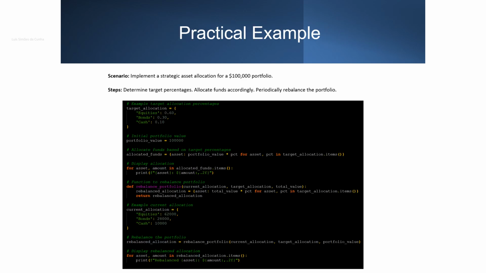Let's implement a strategic asset allocation for a $100,000 portfolio. We determine the target percentages for equities, bonds, and cash, allocate funds accordingly, and periodically rebalance the portfolio to maintain these targets. This example demonstrates the initial allocation and rebalancing process.